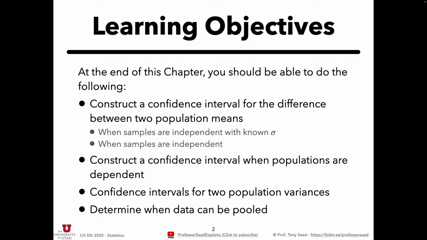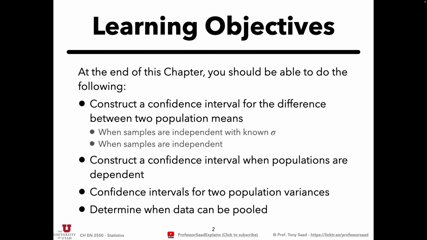We'll be able to do that when samples are independent with a known population standard deviation, which is a silly case. When samples are independent with an unknown sigma, you'll be able to construct a confidence interval when populations are dependent, and this is going to be an interesting case to look at. Confidence intervals for two population variances, not just the means, and when we can pool the data and what that means. Okay, I'll start with an example.